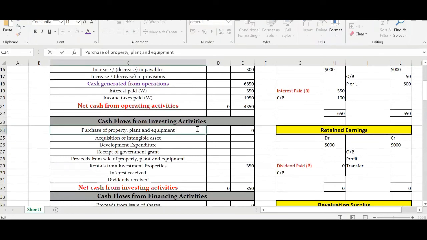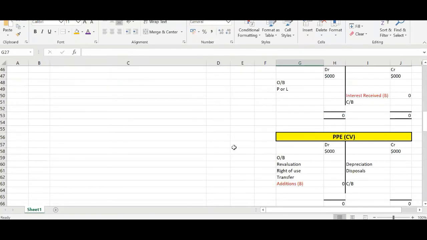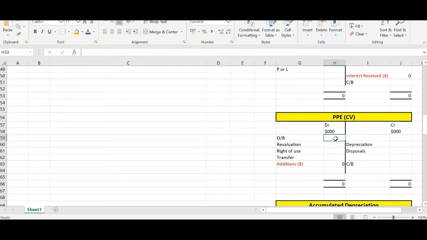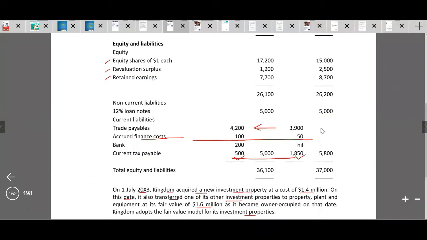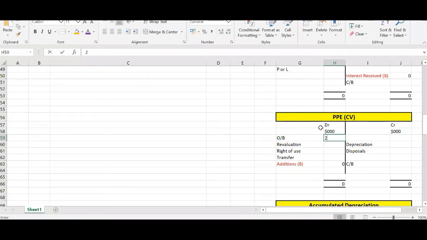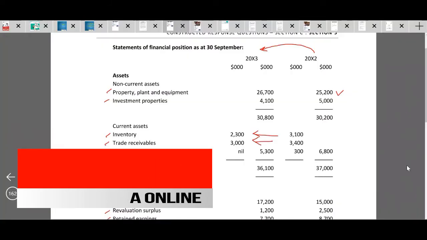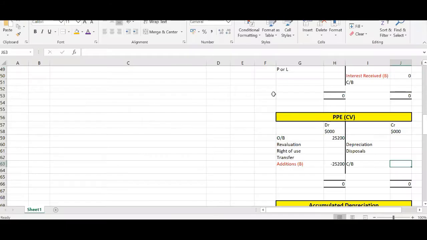Then the purchase of property, plant and equipment. Again, this figure will be calculated from the working. As you know, I have described this thing in quite detail in my cash flow video. So purchase of the property, plant and equipment, we have to go to the T account. All right, so this is the T account, and let's go to the balance sheet. What is the opening balance of the PPE? Opening balance is 25,200. What is the closing balance? It is 26,700.